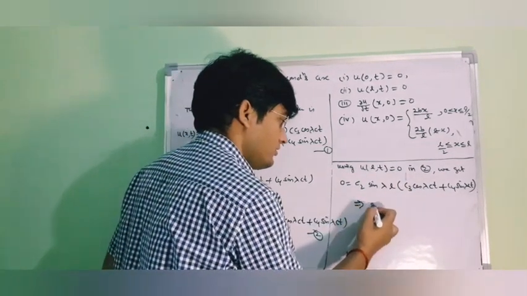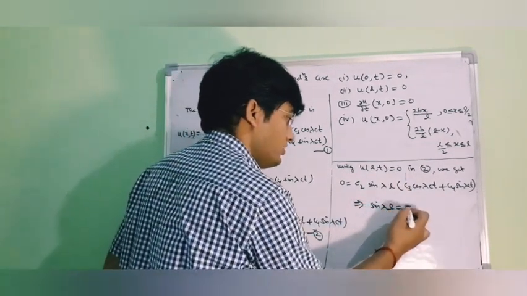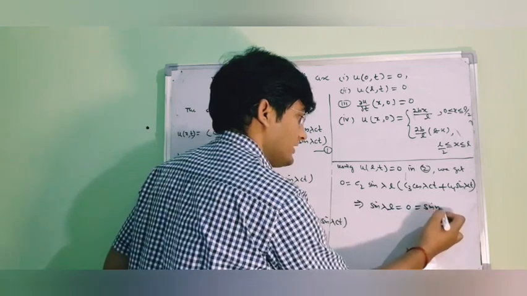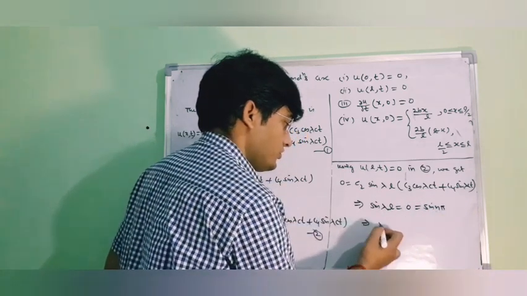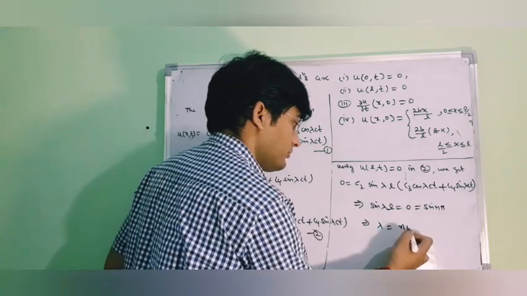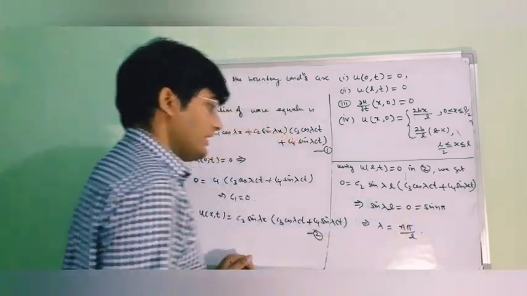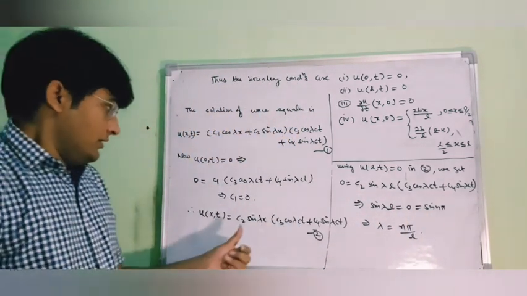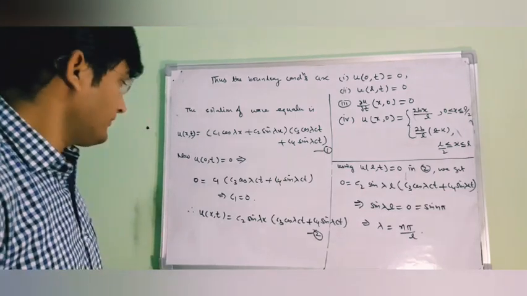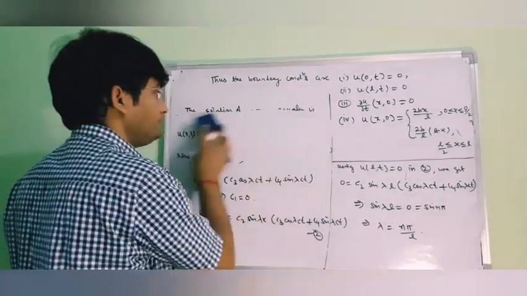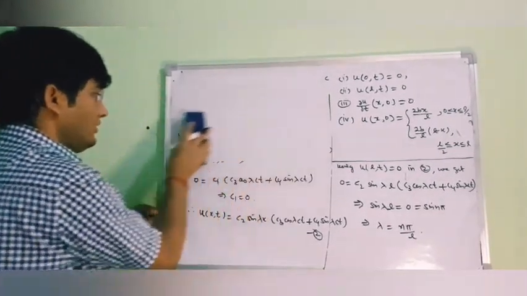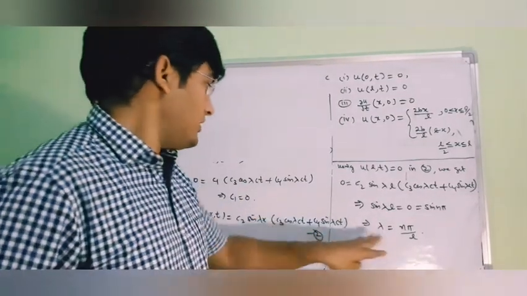So from here our sin lambda L will be 0, and you know that sin n pi is also 0. So the lambda will be n pi upon L. So your lambda is n pi upon L. So from equation 2, now we can put the value of lambda here.